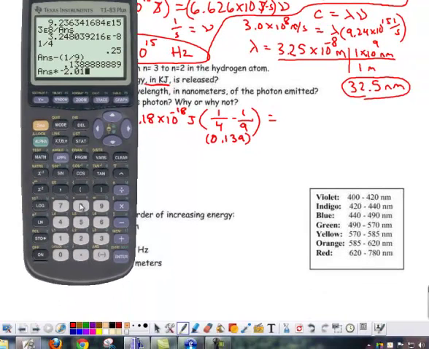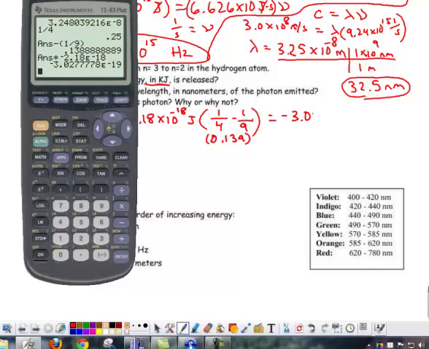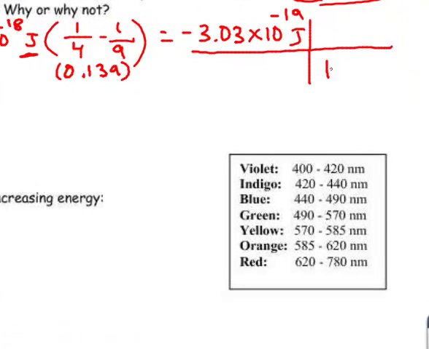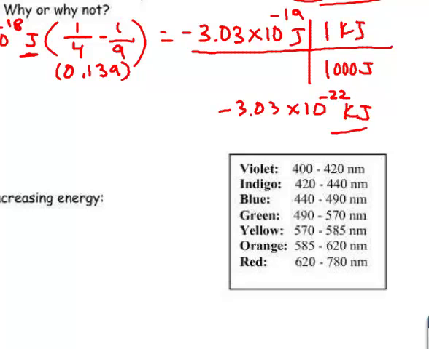Negative 2.18 times 10 to the negative 18th, the Rydberg constant, is negative 3.03 times 10 to the minus 19. This is in joules, which we want to change to kilojoules. There are 1,000 joules in a kilojoule, so that's going to be equal to negative 3.03 times 10 to the minus 22 kilojoules.